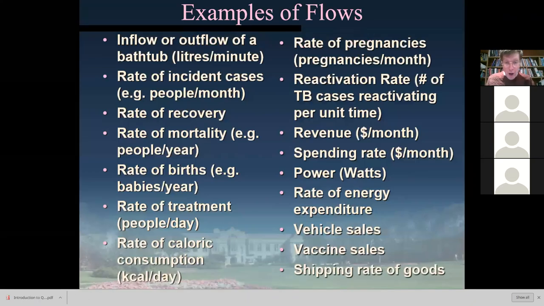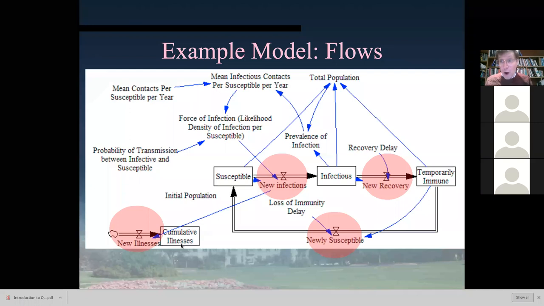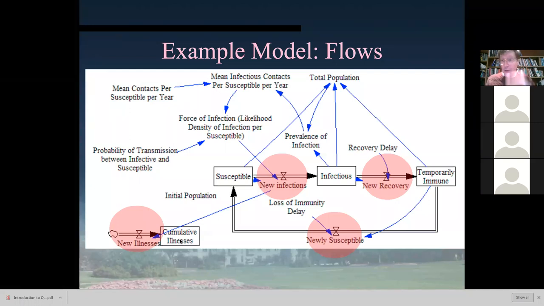So, if I have no new illnesses, the number of cumulative illnesses won't rise. If there's zero new illnesses, cumulative illnesses will stay constant. The number of illnesses that have been the case since COVID first came in to our province, our fair province.